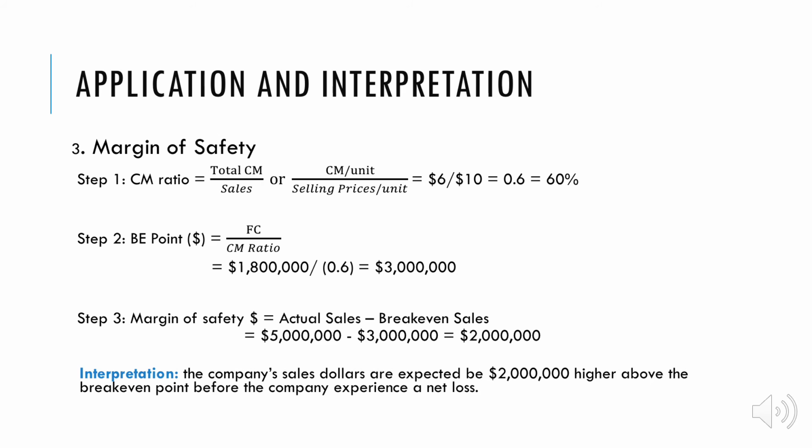And the last question asking us to calculate the margin of safety. It can be simply calculated as the difference between actual sale and the break-even sales. And in this case, we need to calculate the contribution margin ratio and the break-even point first. After getting those numbers, we can simply plug in the equation in step number 3, and it will give us the margin of safety equal $2 million. And this number tells us that the company's sales dollar are expected to be 2 million higher above the break-even point before the company experienced a net loss.